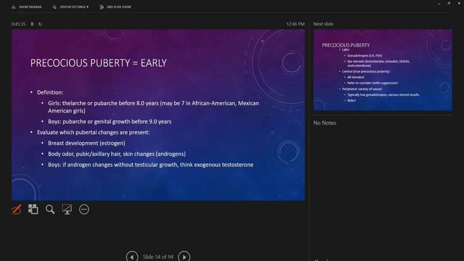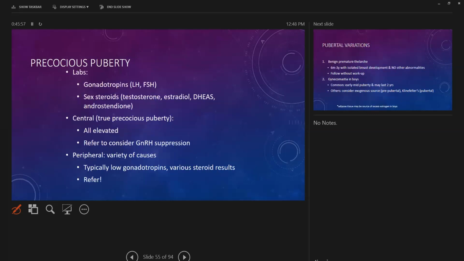Precocious puberty just means early puberty. The definition is starting puberty before age 8 in females, and in males, it's age 9. We want to evaluate with some labs if we need to. We also want to look at those secondary sex characteristics, and we're going to Tanner stage these kids.